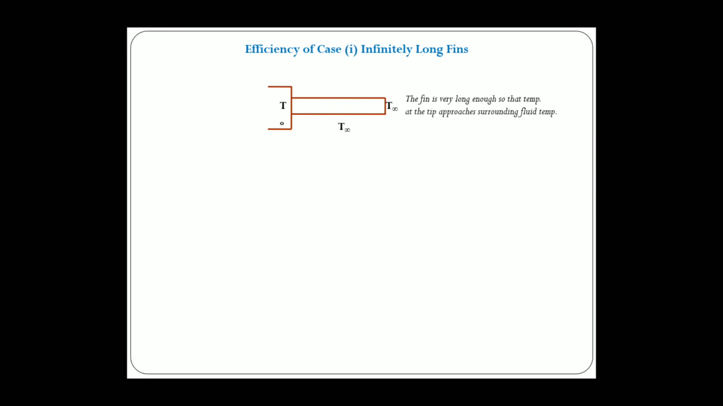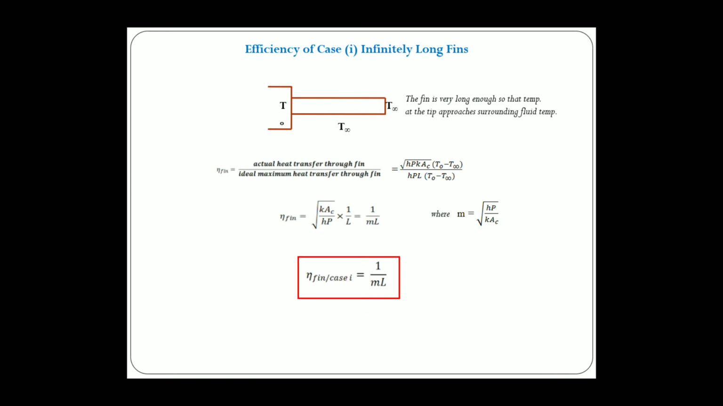First we will discuss the efficiency of case 1, infinitely long fins. Efficiency is defined as actual by maximum. For infinitely long fins, we already have the actual heat transfer, square root of hPkA_c into (T0 minus T infinity), and just now we discussed the ideal, h into P into L into (T0 minus T infinity). If you simplify, you will get 1 by mL, where m has the usual notation. m is equal to square root of hP by kA_c, which we discussed at the beginning of fins. So the efficiency of infinitely long fins is equal to 1 by mL.